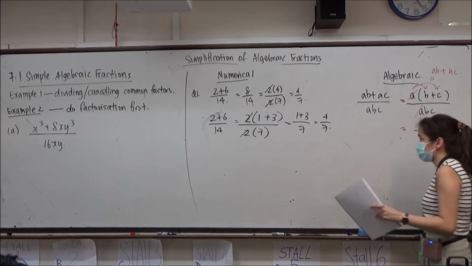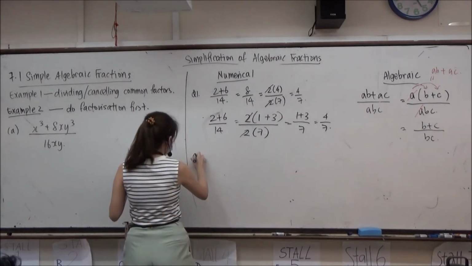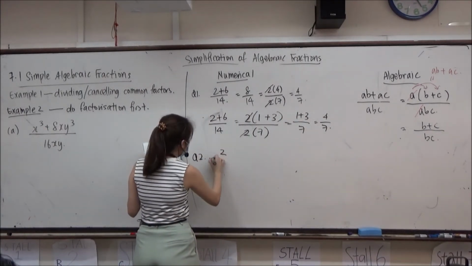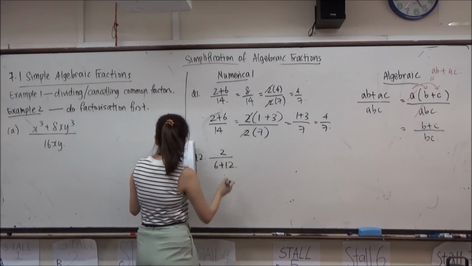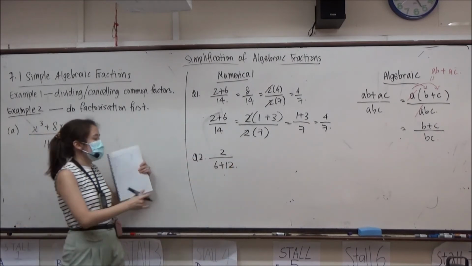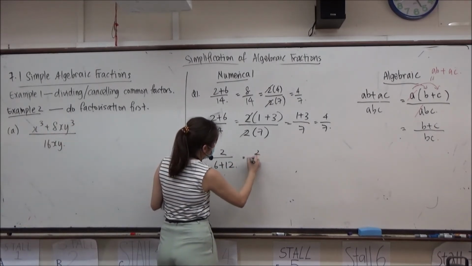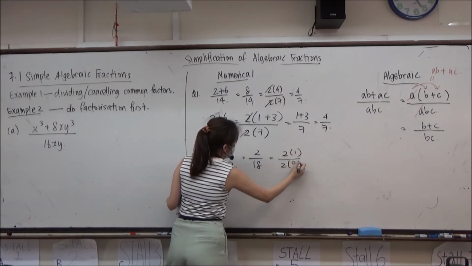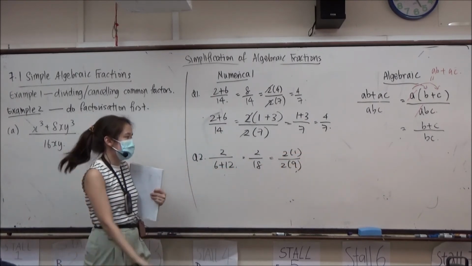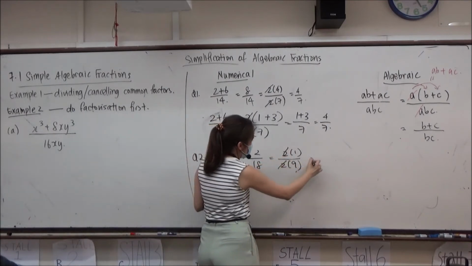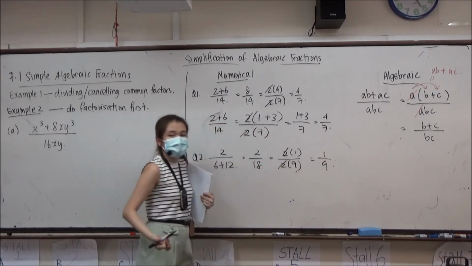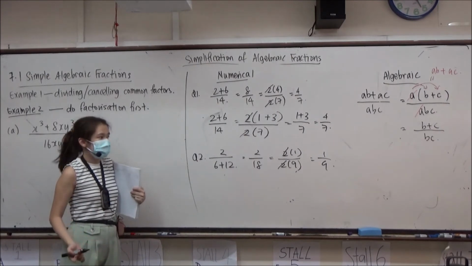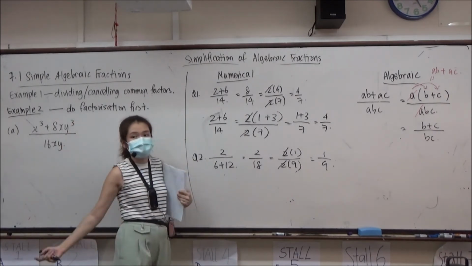So, next. What if I have 2 over 6 plus 12? Okay, so we know that 2 over 6 plus 12 is 2 over 18. 2 is 2 times 1. 18 is 2 times 9. So actually, when I cancel, simplified form is 1 over 9. Okay, so I can do it like that for numbers.